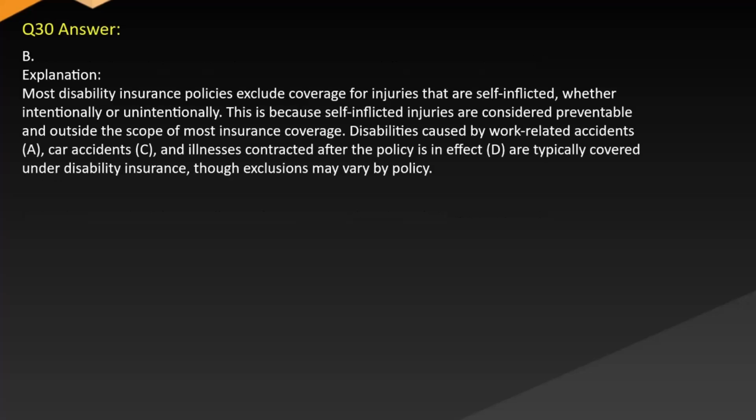Answer. B. Explanation. Most disability insurance policies exclude coverage for injuries that are self-inflicted, whether intentionally or unintentionally. This is because self-inflicted injuries are considered preventable and outside the scope of most insurance coverage. Disabilities caused by work-related accidents, car accidents, or an illness contracted after the policy is in effect are typically covered under disability insurance, though exclusions may vary by policy.